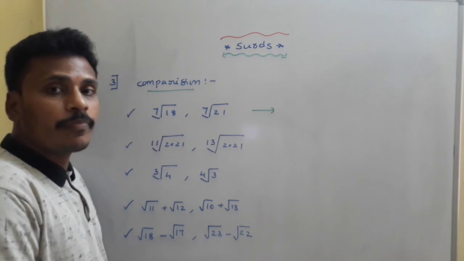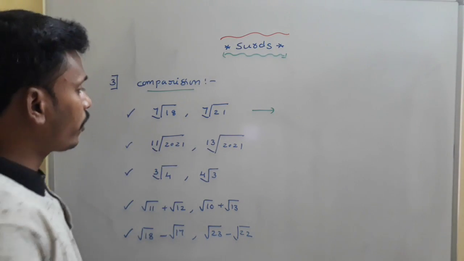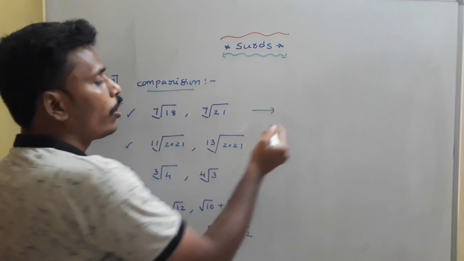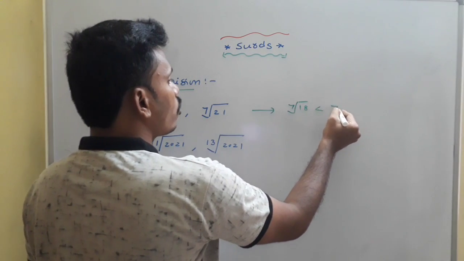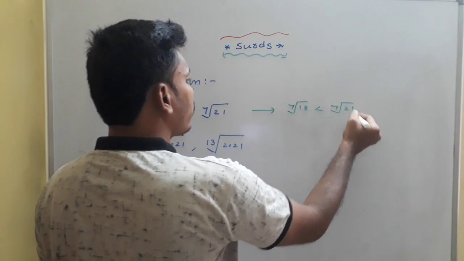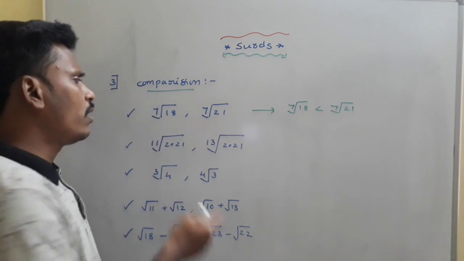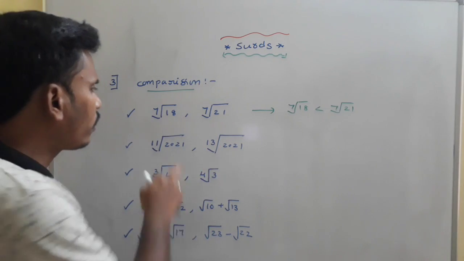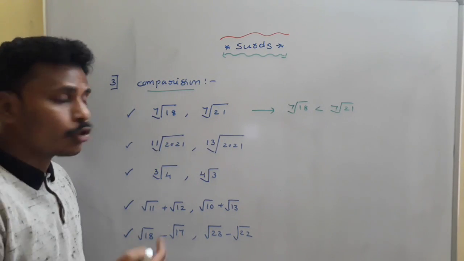Since the order is the same, this is 7th root of 21 and this is 7th root of 18, and for sure, since 18 is the lower number, the least number, 7th root of 18 is the least. So 7th root of 18 is less than 7th root of 21. That much simple. If surds are of the same order, then you just compare that part, 18 and 21. So 7th root of 18 is less than 7th root of 21.